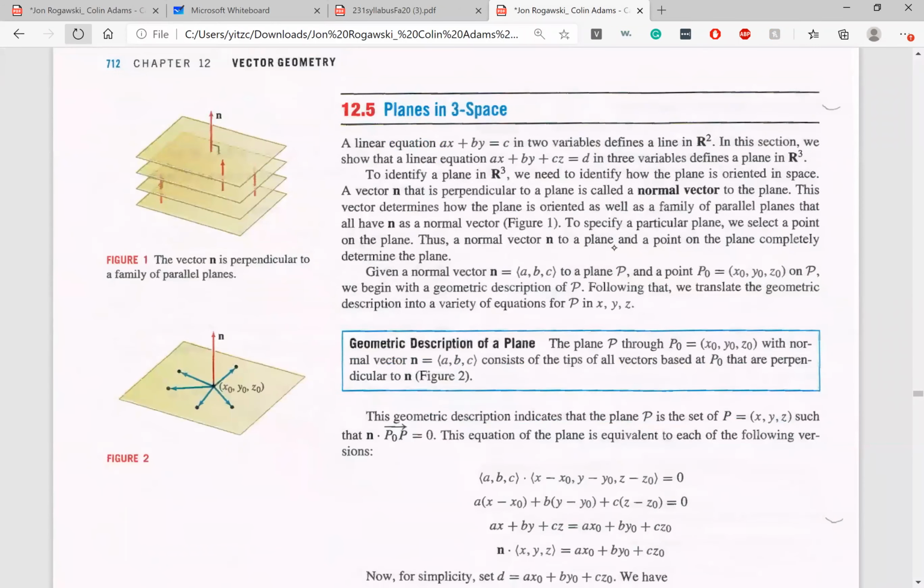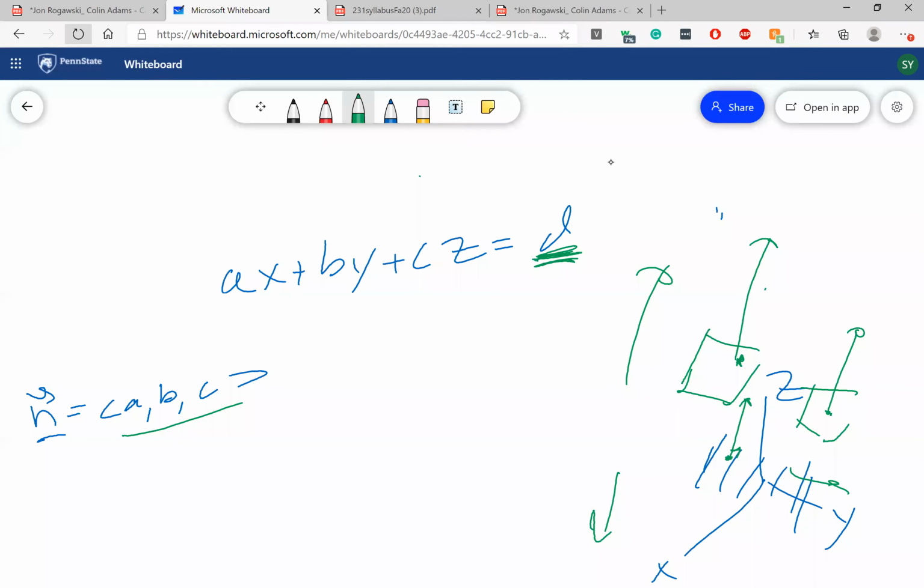So here's the formula that we just talked about. And again, it's ax plus by plus cz is equal to d. If we wanted to figure out the formula for a plane by ourselves, something that we can try is to talk about a normal vector. So here's my normal vector. It's the vector a, b, c.